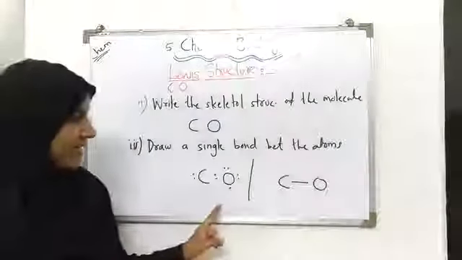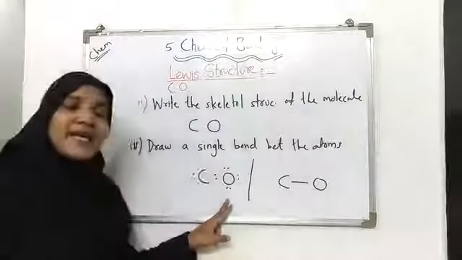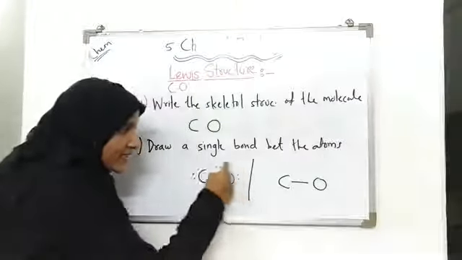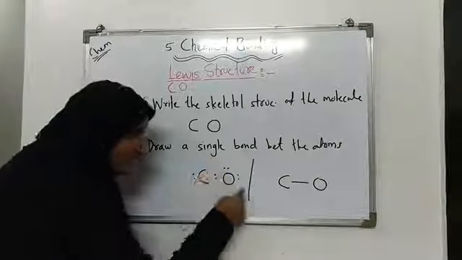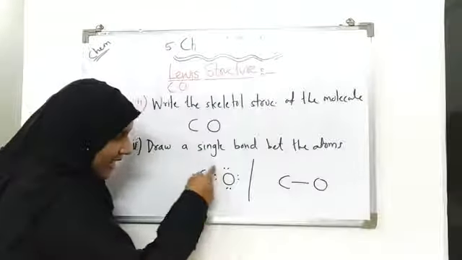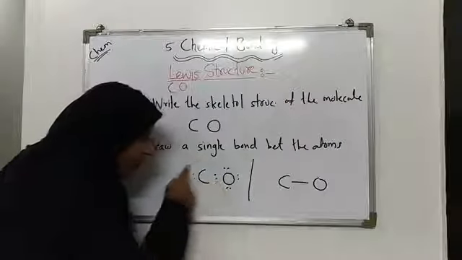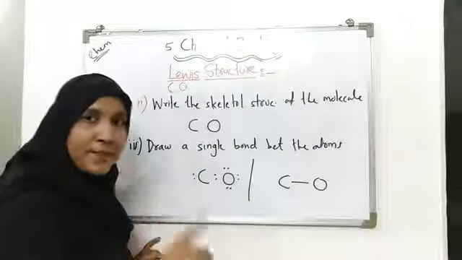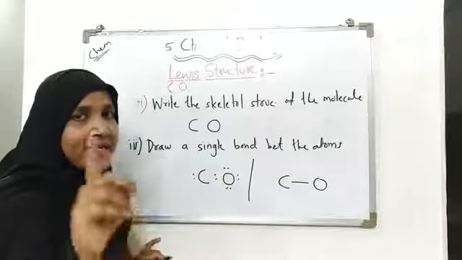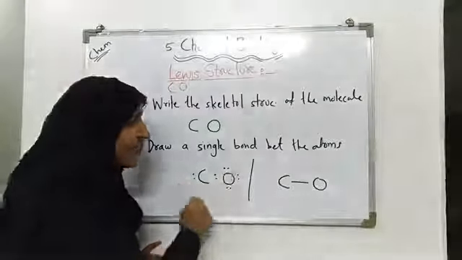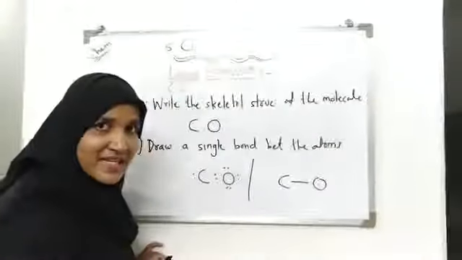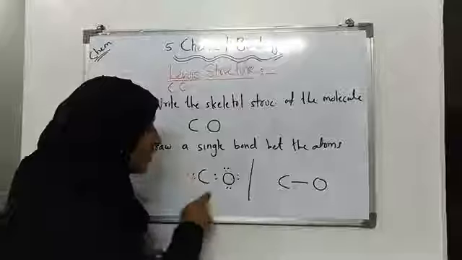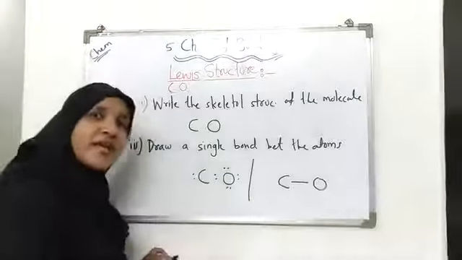Now let's see if the octet is complete. You will see that the octet of oxygen is complete. It has 8 electrons, but carbon has only 4 electrons. The octet of carbon is not complete. We had only 10 valence electrons, and we can use only these 10. So now what do we have to do to complete its octet?